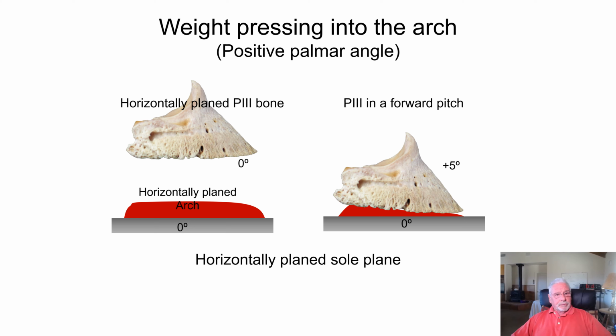If this foot was trimmed and left with heels, length of wall left in the heel, that's going to put the capsule in a forward pitch. That will lift the plane of the PIII bone and change the positive palmar angle on a radiograph. All my research is based on a horizontally planed hoof capsule, sole plane. So now my work can be duplicated.